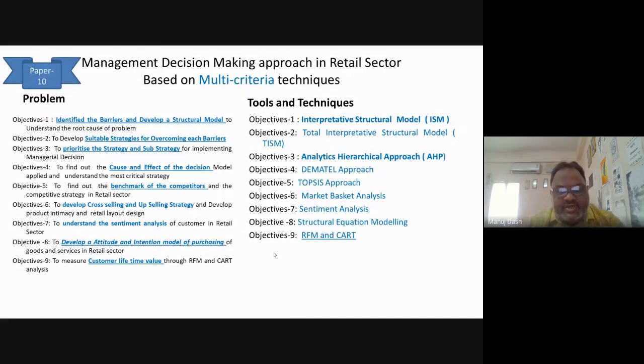The objective is that you select your sector, select your problem, and develop your objectives. Based on the objective, you can apply the tools. But now, sir, one question: what is market analysis? What is sentiment? I will explain later on. Any doubts after this?